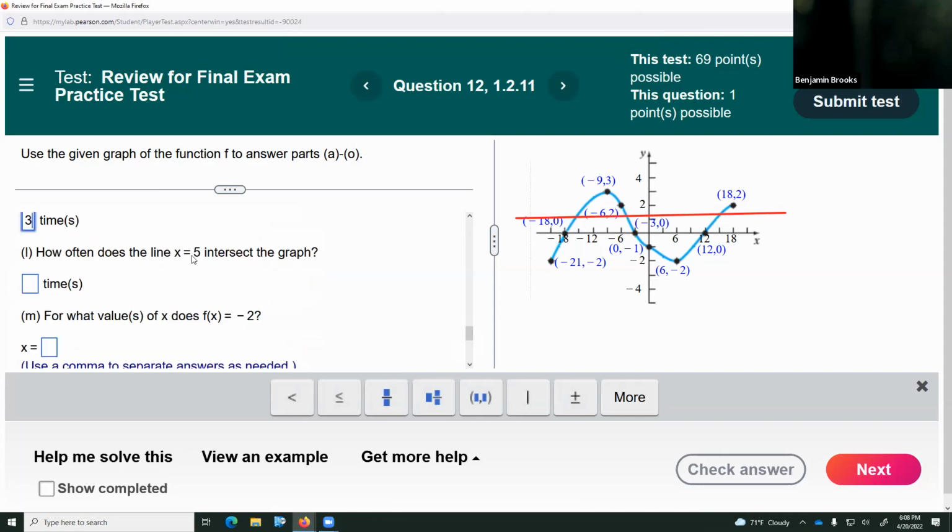How often does the line x equals 5 intercept the graph? Well, if it's a function, it should only hit once, but let's check and make sure. Yep, 1 time.